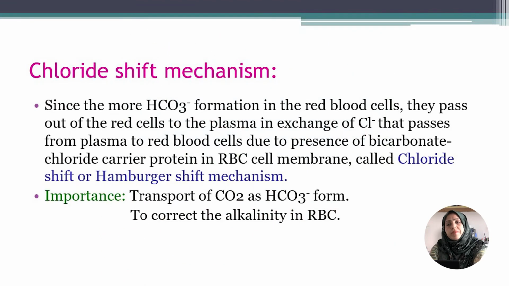Now, the chloride shift mechanism. What is the chloride shift mechanism? Since more bicarbonate ion is formed in the RBC, it passes out from the red cell into the plasma in exchange for chloride ion that passes from the plasma into the red cell, due to the presence of bicarbonate chloride carrier protein in the RBC cell membrane. This is called the chloride shift mechanism that I already explained.